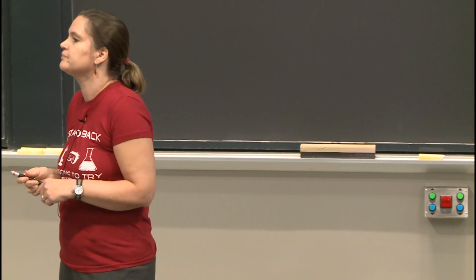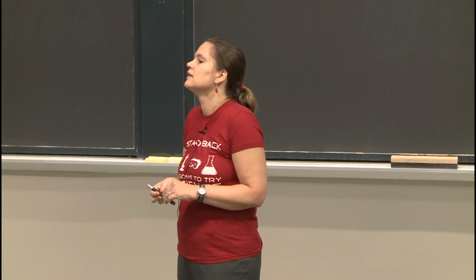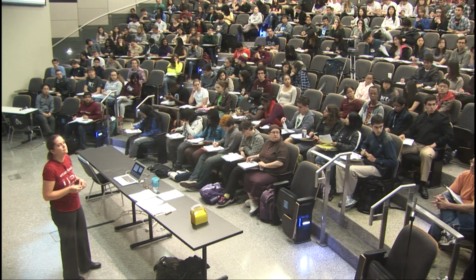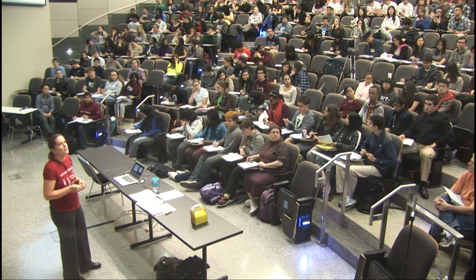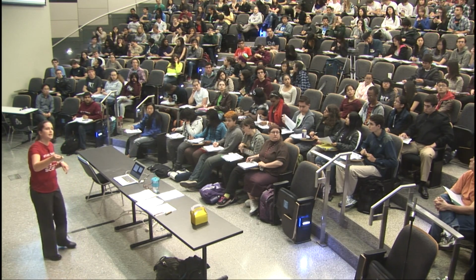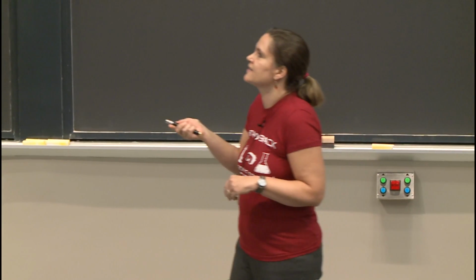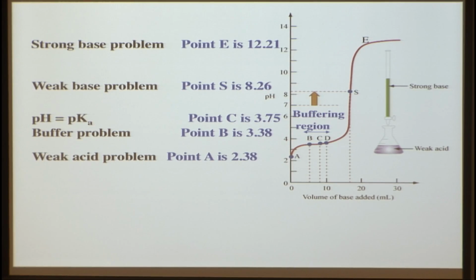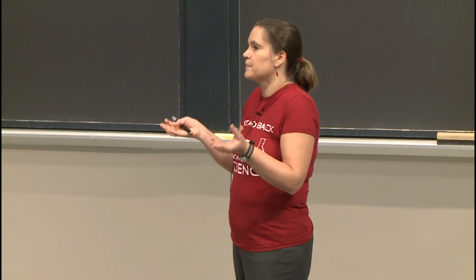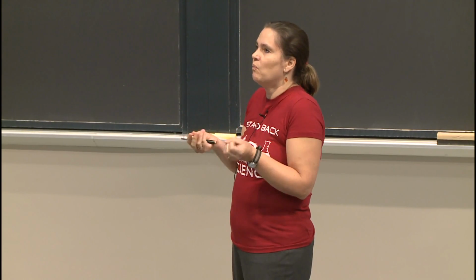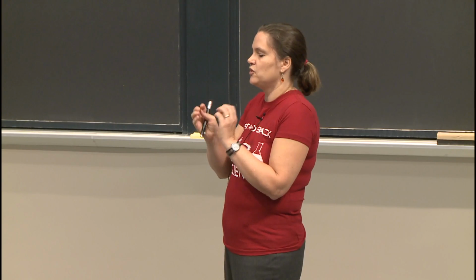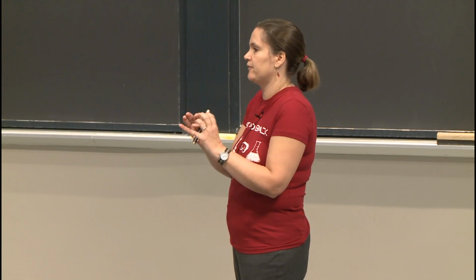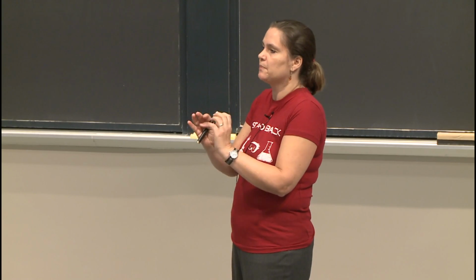Yeah, question? What if you were given a problem where you needed to figure out what the buffering region was? You never calculated D. Yeah, so we skipped D because there were a lot of different points. If you're in a region where you have both conjugate acid and conjugate base, you can assume that's the buffering region. So you need to have both to be in the buffering region.